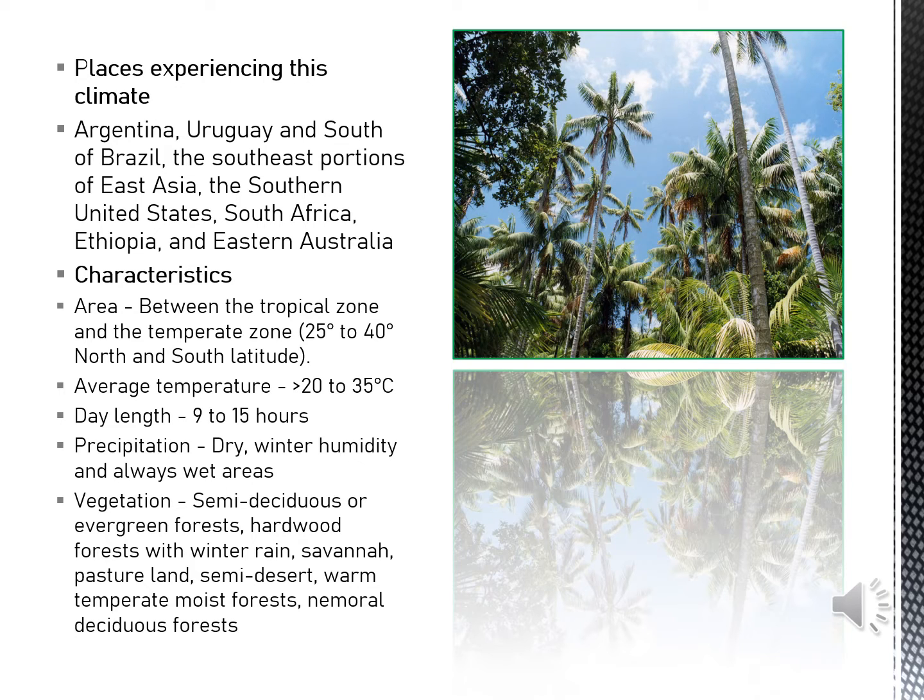Characteristics: area between the tropical zone and the temperate zone, 25 degrees to 40 degrees north and south latitude. Average temperature, 20 to 35 degrees Celsius. Day length, 9 to 15 hours. Precipitation, dry, winter humidity, and always wet areas. Vegetation: semi-deciduous or evergreen forest, hardwood forest with winter rain, savanna, pasture land, semi-desert, warm temperate moist forest, littoral deciduous forest.